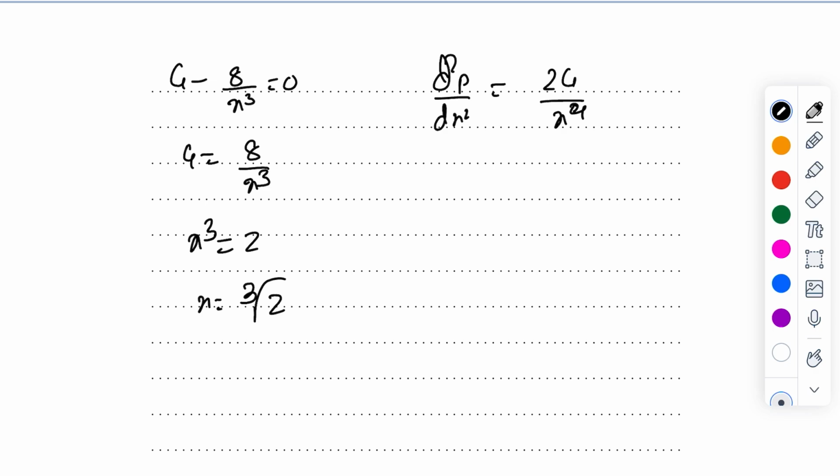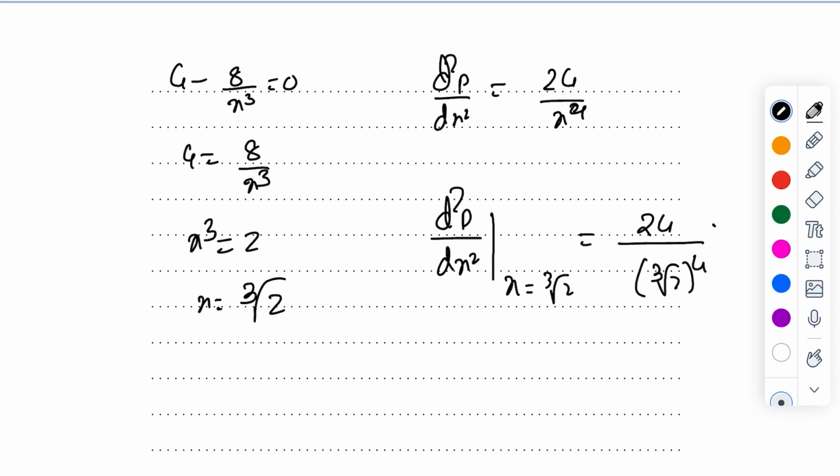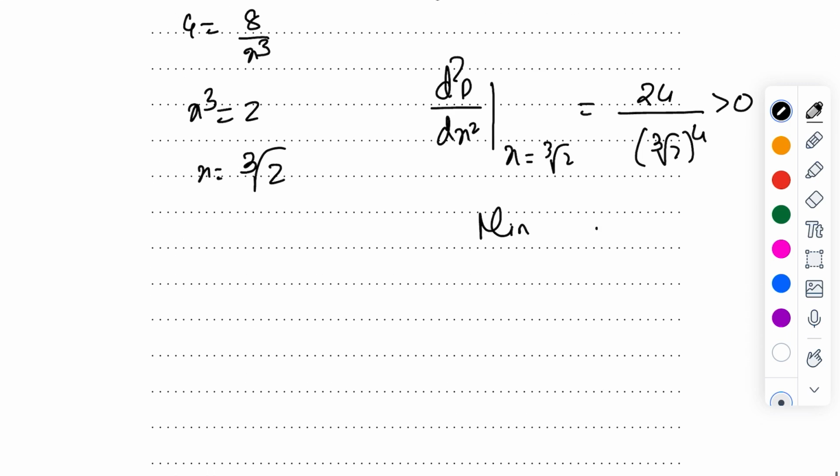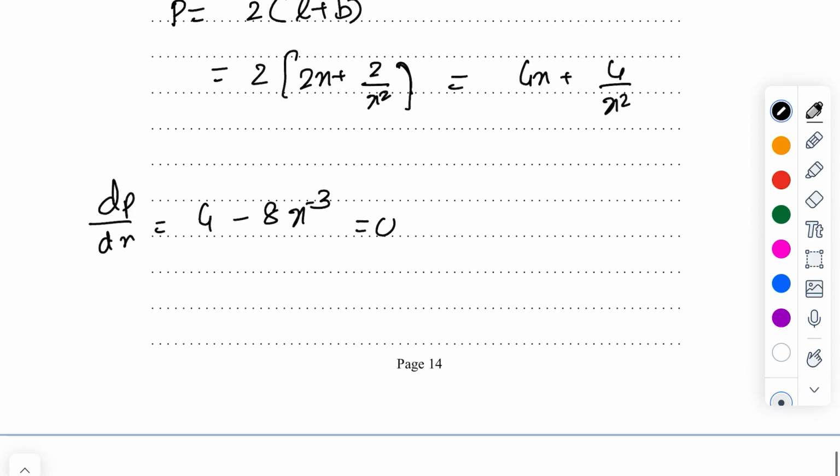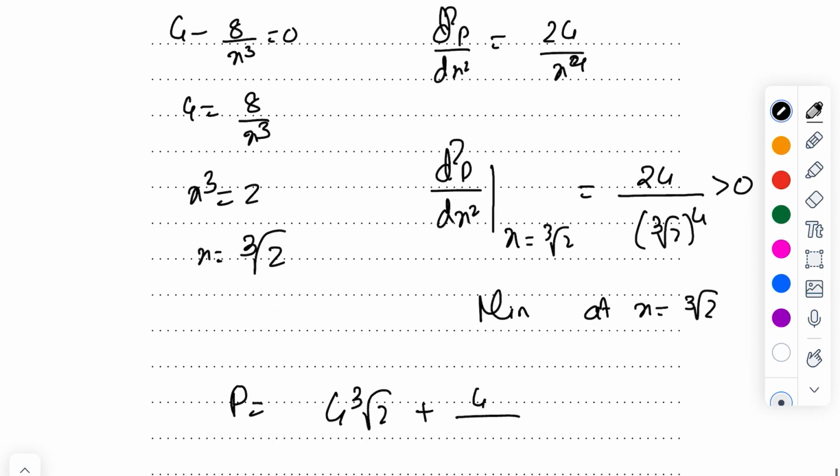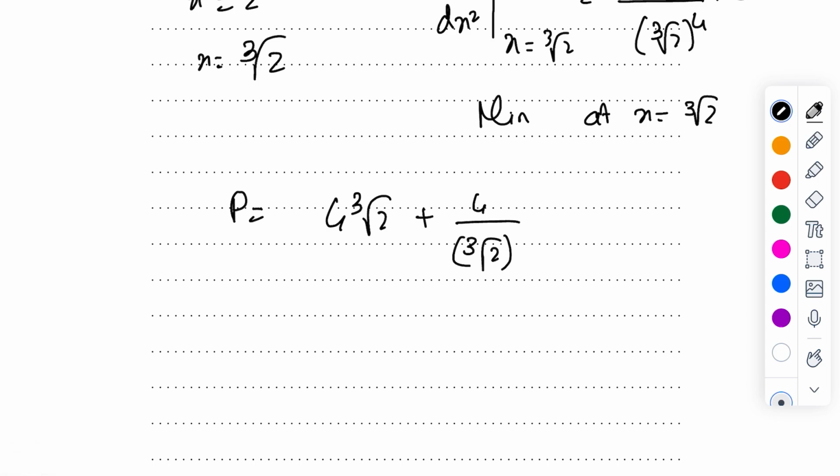Now substitute the value of x, cube root of 2, in that one. 24 upon (cube root of 2) whole to the power of 4. No need to find the value, just find the sign. It is greater than 0. Therefore, it has a minimum at x equals cube root of 2. What is that minimum value? Plugging into the perimeter, 4 cube root of 2 plus 4 upon (cube root of 2) whole square. That's going to be the perimeter.